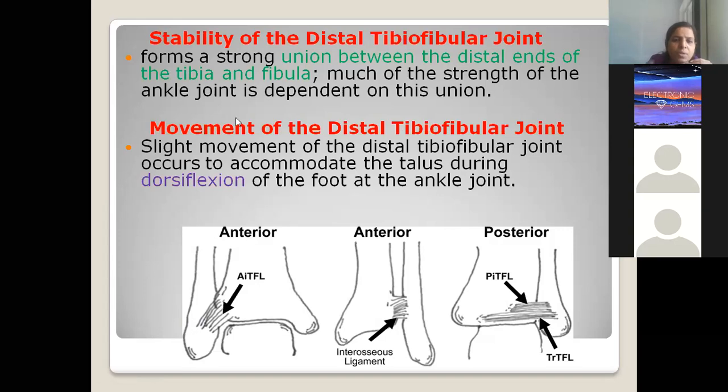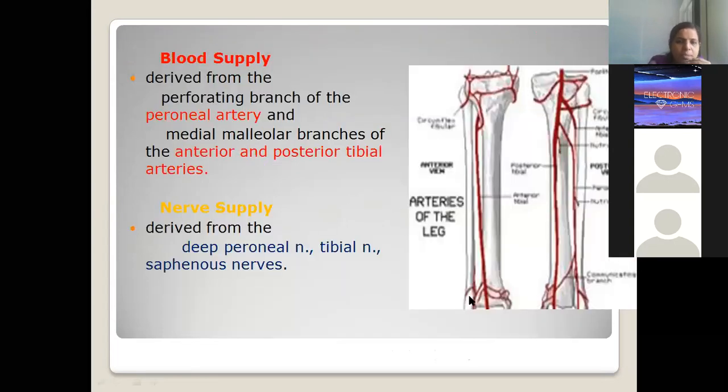Okay, so generally this joint is mobile whenever the foot is under dorsiflexion at the ankle joint. Okay, coming to the blood supply.